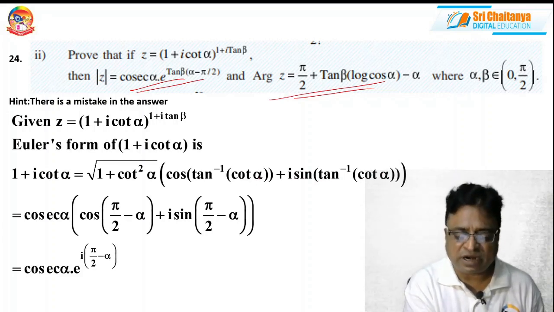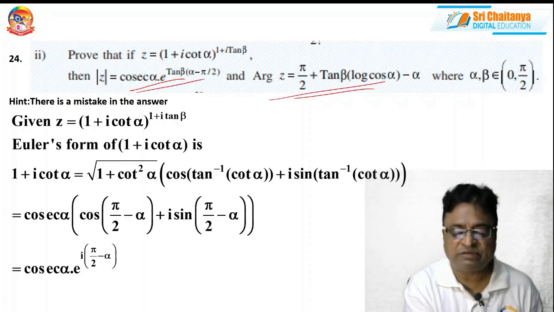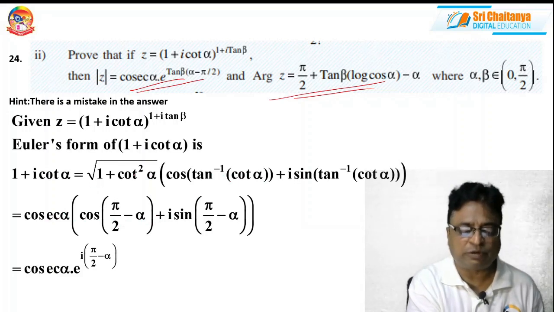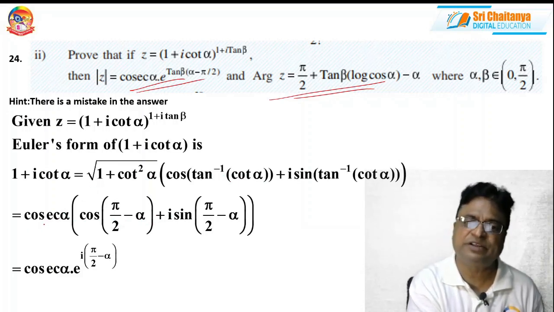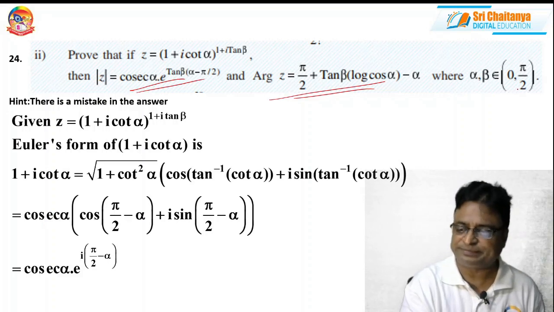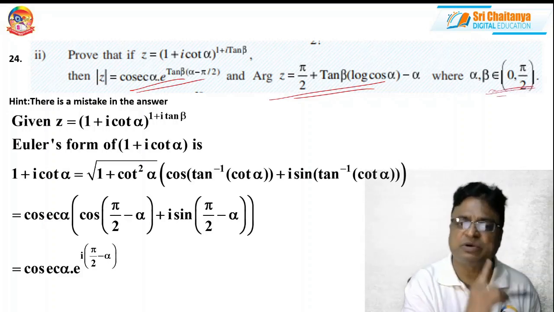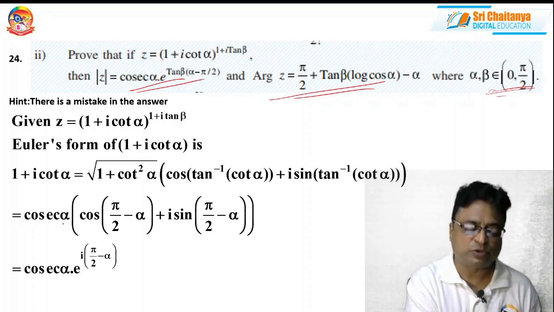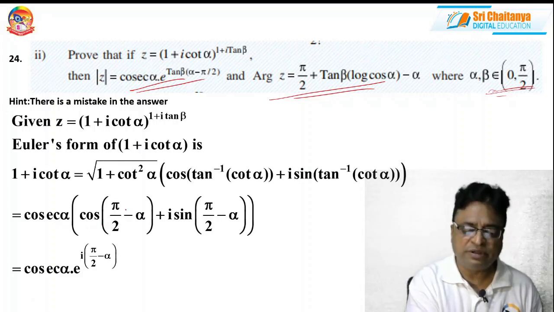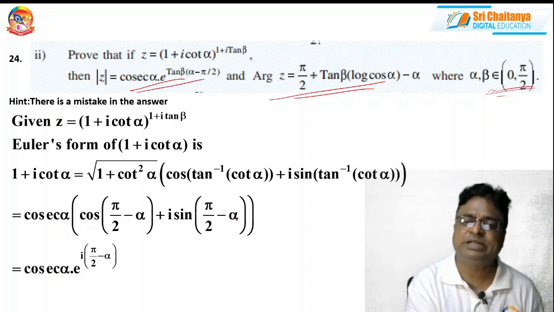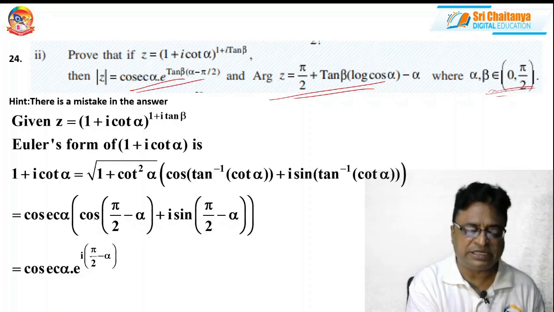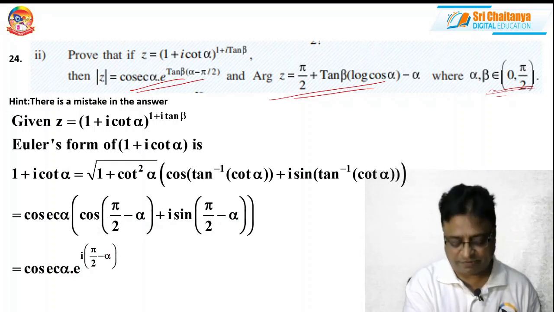That tan inverse of cot alpha I can write as tan inverse of tan (pi by 2 minus alpha), which is pi by 2 minus alpha. So this can be written as root of 1 plus cot square alpha, which is cosecant square alpha, that is cosecant alpha, into, because my alpha and beta are in the first quadrant, it is not necessary to write plus or minus, so it is plus only, cos of (pi by 2 minus alpha) plus i sin of (pi by 2 minus alpha). Again, cos (pi by 2 minus alpha) plus i sin (pi by 2 minus alpha) I can write as e power i (pi by 2 minus alpha). That is Euler's form.